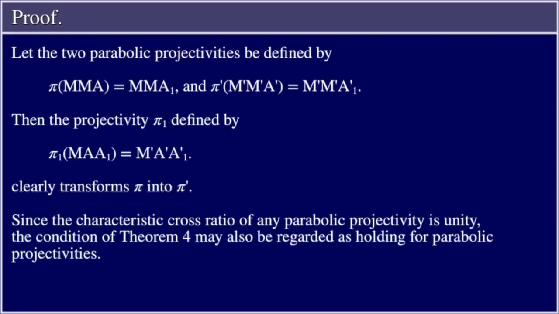Proof: let the two parabolic projectivities be defined by π of M, M, A equal to M, M, A1, and π' of M', M', A' equal to M', M', A1'. Then the projectivity π1 defined by π1 of M, A1 equal to M', A1' clearly transforms π into π'. Since the characteristic cross ratio of any parabolic projectivity is unity, the condition of Theorem 4 may also be regarded as holding for parabolic projectivities.